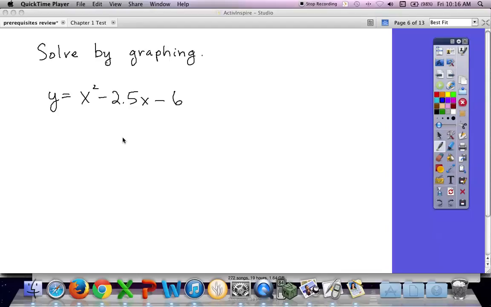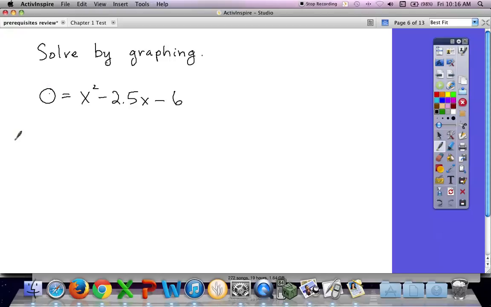How do you solve by graphing? What's the principle? You know what? If I was being really accurate about this, I would be trying to say it like this, because that was a function, that wasn't an equation. So that's a tiny little mistake.